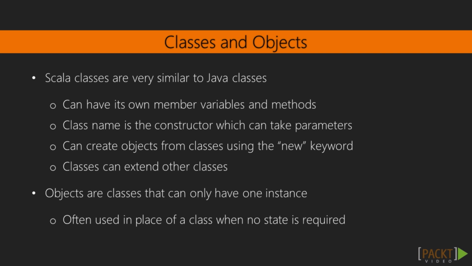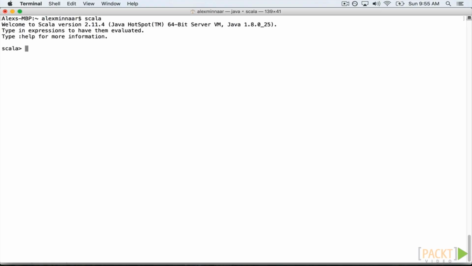Scala objects are classes that only have one instance. Objects are often used in place of a class in which no internal state is required. For example, a place to store a library of util functions. In Scala, you do not need to use the new keyword to create an object. You simply type the object name. Let's go back to the Scala REPL to see exactly how traits, classes, and objects work.